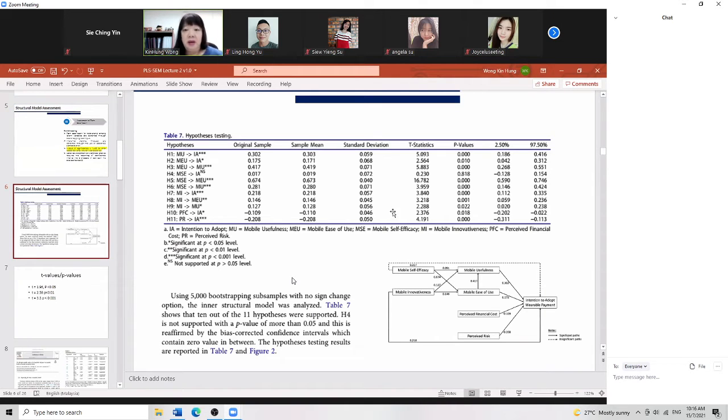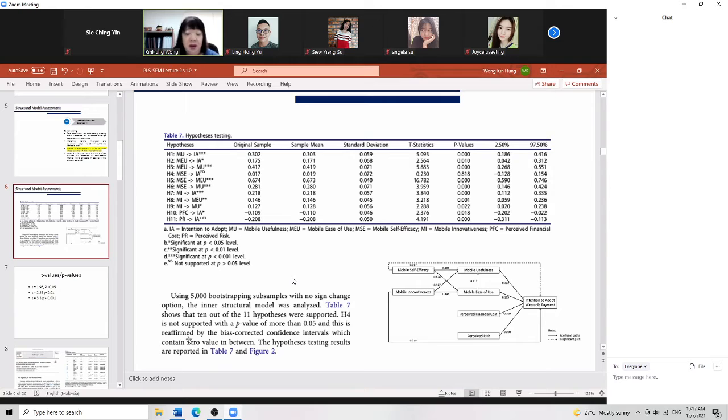So this one, you have the mean, t-test here, right? And then the p-value. Okay, all right. So using this bootstrapping, the 5,000 was analyzed, showing that 10 out of 11 hypotheses were supported. Okay, it's not supported with p-value more than 0.5. So this one is more than 0.5, so not supported.